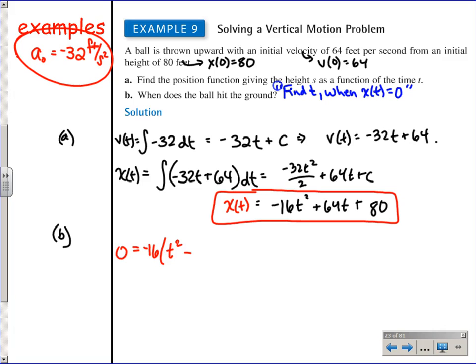T squared minus, I'm pulling the negative out because who likes the negative in the A term? Ugh. What do we got? 4t minus 5? This would not be on a calculator portion of the exam because can't you just do t minus 5 and t plus 1? My zeros are negative 1 and 5.